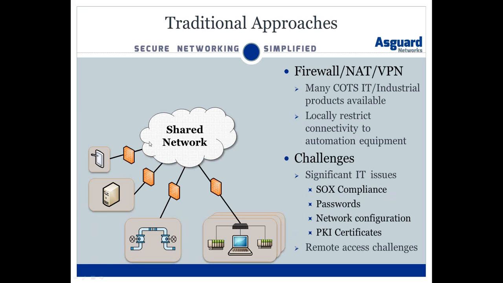Having a local security appliance at the automation equipment is another approach, and this could be a firewall, a NAT router, a VPN appliance. There are many industrial and IT products available to do this, which will restrict connectivity to the local automation equipment. The problem we see with this is that it really comes down to governance and scaling and change management. As these environments grow, making sure that the system configuration is kept up to date is challenging, especially if you want to do things like VPN.